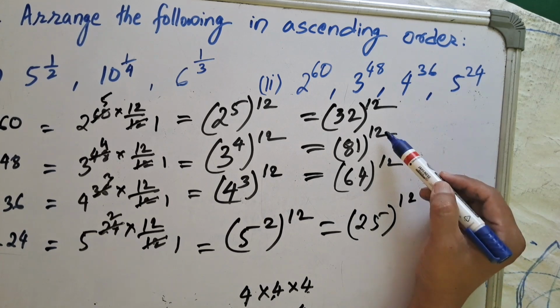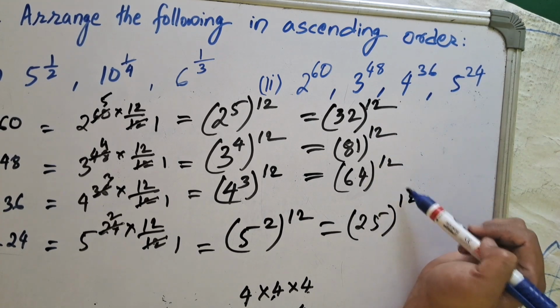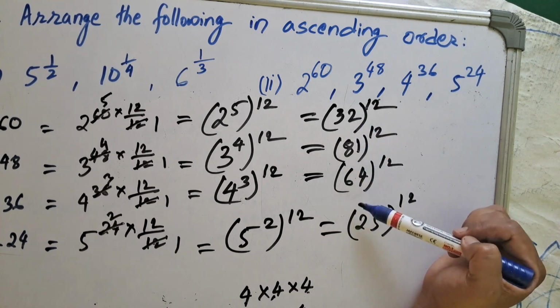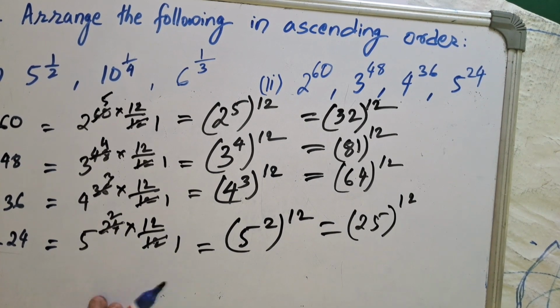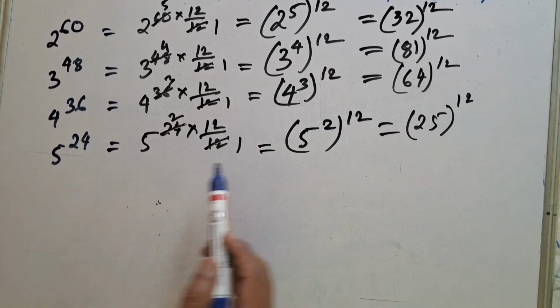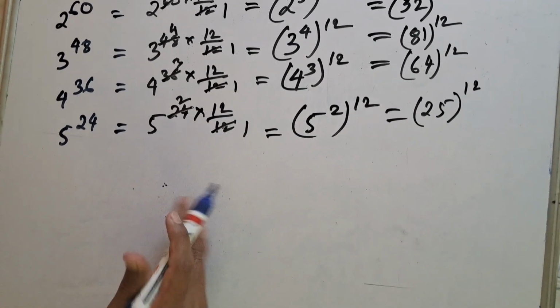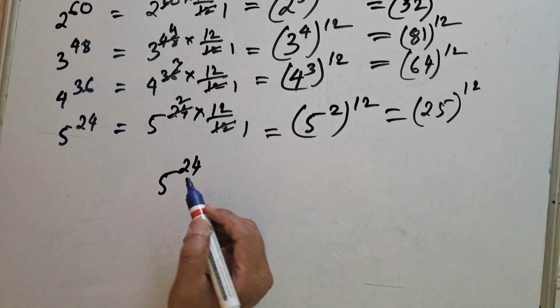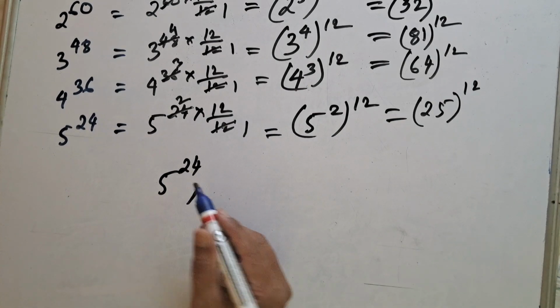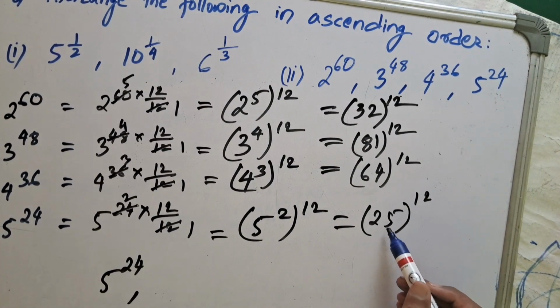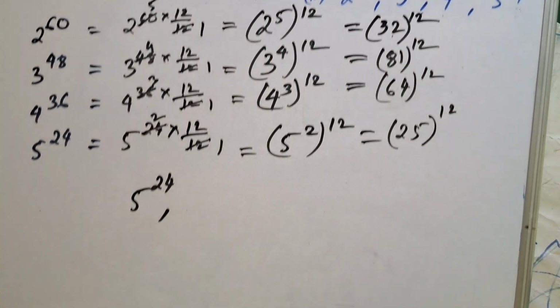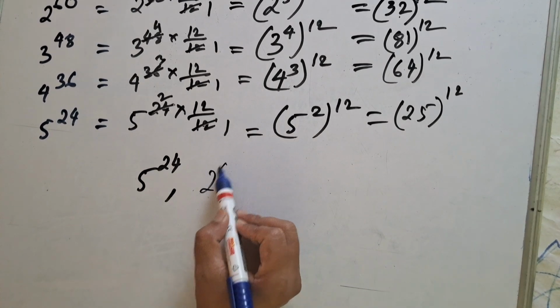So you can see the powers are same for all these numbers: 12, 12, 12 and 12. Now we have these numbers 32, 81, 64 and 25. Among these numbers, the smallest one is 25, which comes from 5 to the power 24. We are asked to arrange these numbers in ascending order, so we write the smallest one first, and the next number greater than 25 is 32. 32 comes from 2 to the power 60.